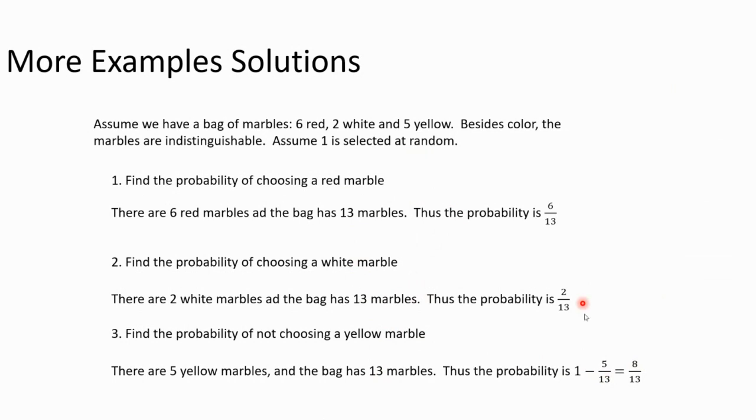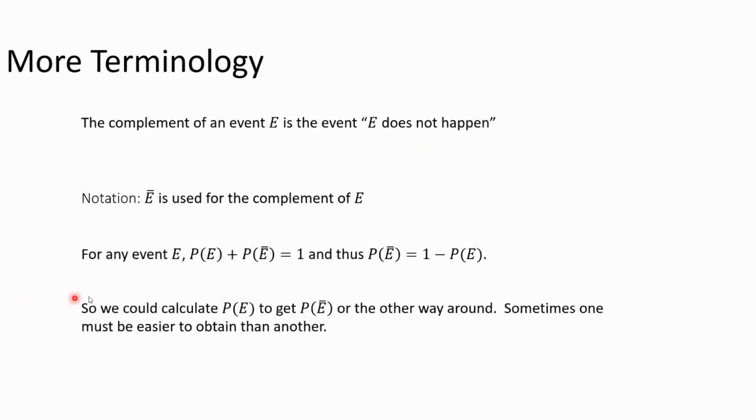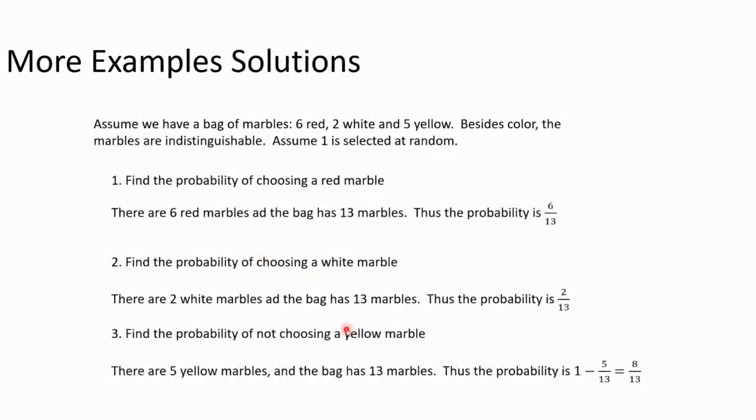Note also that even if we did not use this identity, so to say, that the probability of an event plus the probability of its complement is 1, we should be able to figure out that answer. Because if you're not going to choose a yellow marble, what has to happen then? You have to choose a red or a white marble. You have to choose a marble that's not yellow. Well, how many ways can we do that? There are 8 ways because there are 8 marbles that are not yellow. 8 out of 13. So just another way to see it.